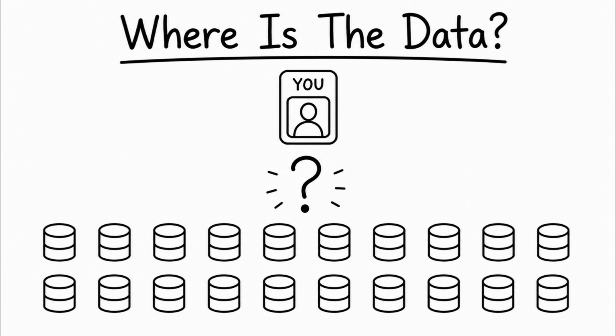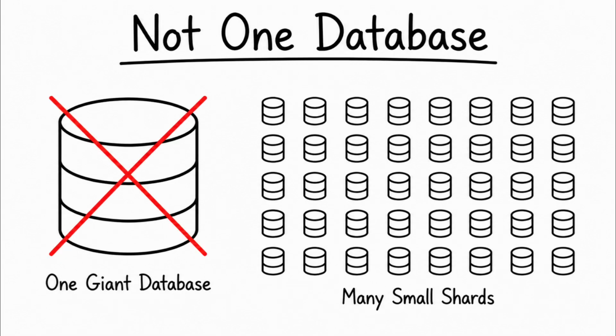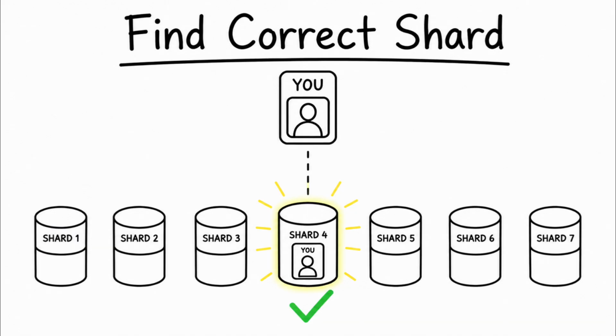Remember, Instagram does not keep all users inside one giant database anymore. The data is spread across many shards. So before fetching anything, the system must first find the correct shard.